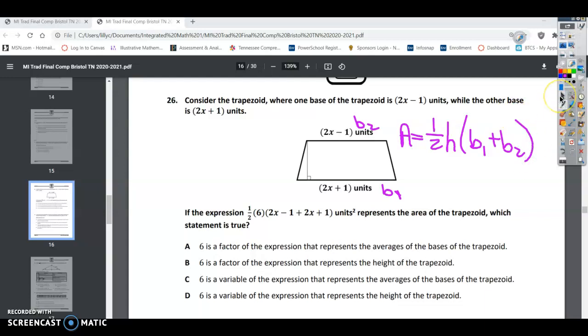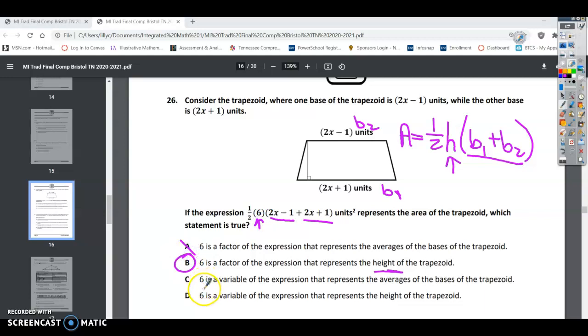If we look at the statements here, the first one says 6 is a factor of the expression that represents the average of the bases. Well, the two bases are given and the average of those would not be 6, so that's not the correct answer. 6 is a factor of the expression that represents the height of the trapezoid. Well, if this is base 1 and base 2, and that's given here, and the other thing that we need is the height, that could be the 6, so that would be the correct answer.